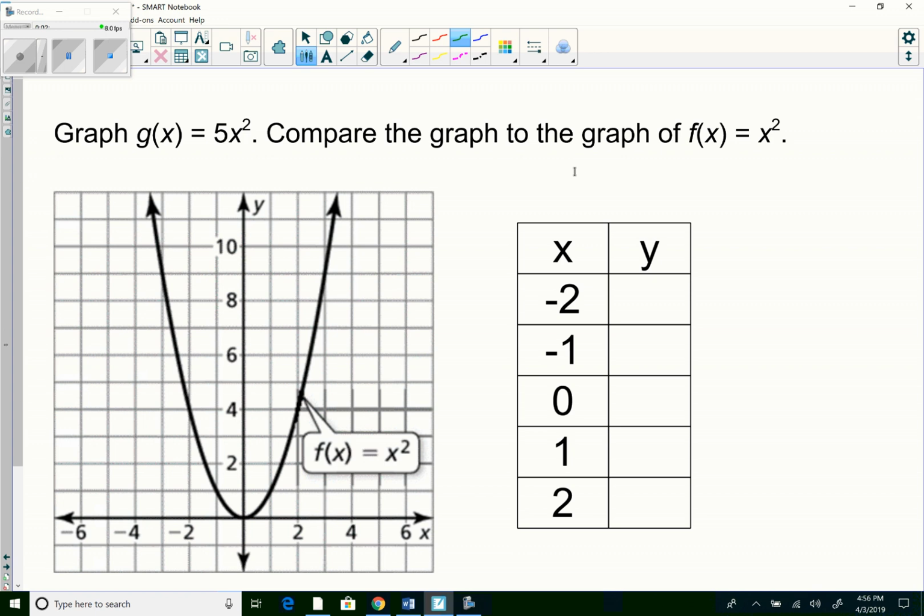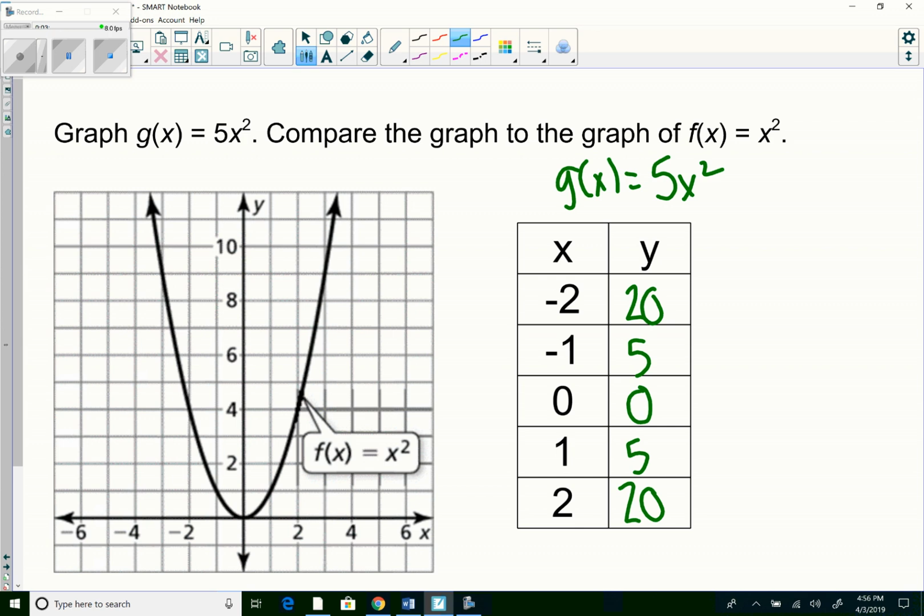First things first, we've got our g of x function. g of x equals 5x squared. We're going to take these x values and plug them in. So grab your calculators. When you do 5 times negative 2 squared, negative 2 squared turns into 4. 5 times 4 gives you 20. If I plug negative 1 in, 5 times negative 1 squared, negative 1 times negative 1 is positive 1, so that turns into 5. When I plug 0 in there, that's going to be 0. And then this stuff just starts reflecting, because that's what a parabola does. It starts getting symmetric.